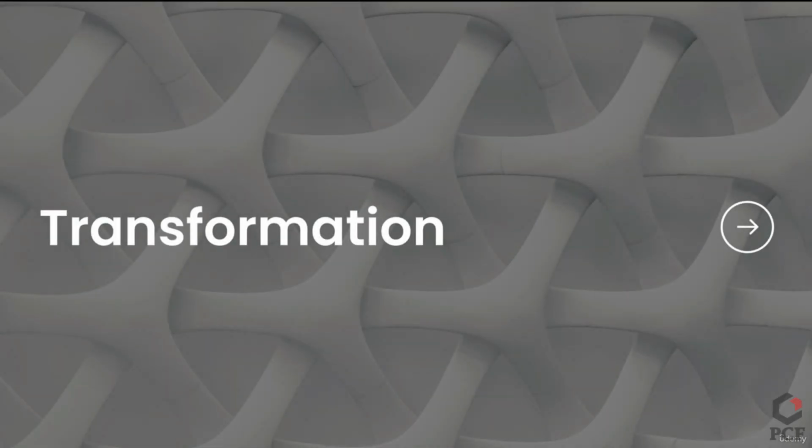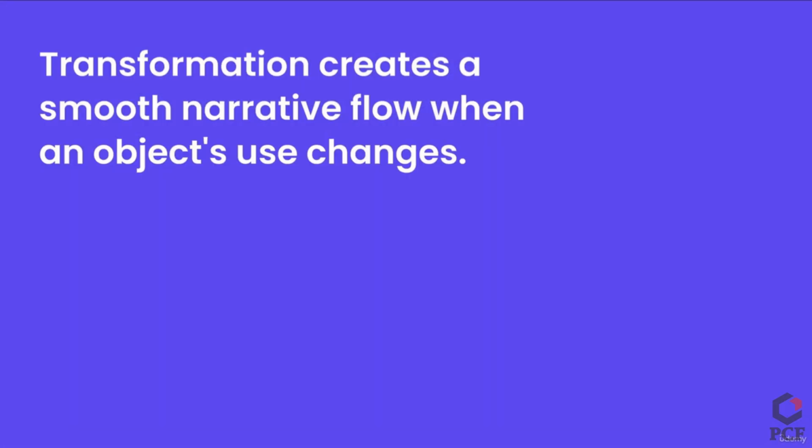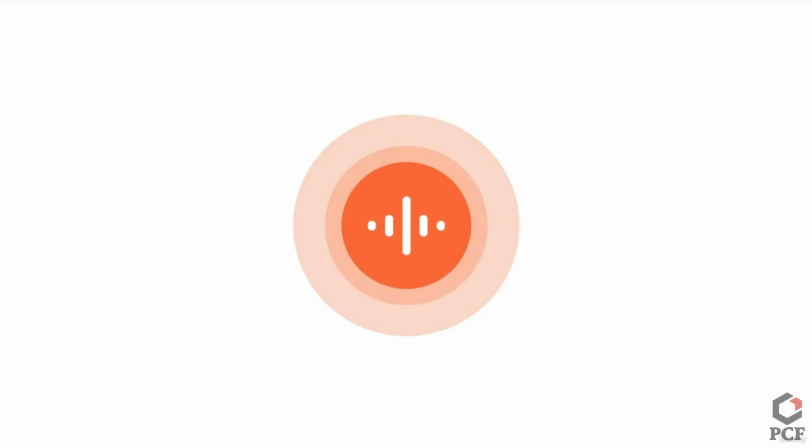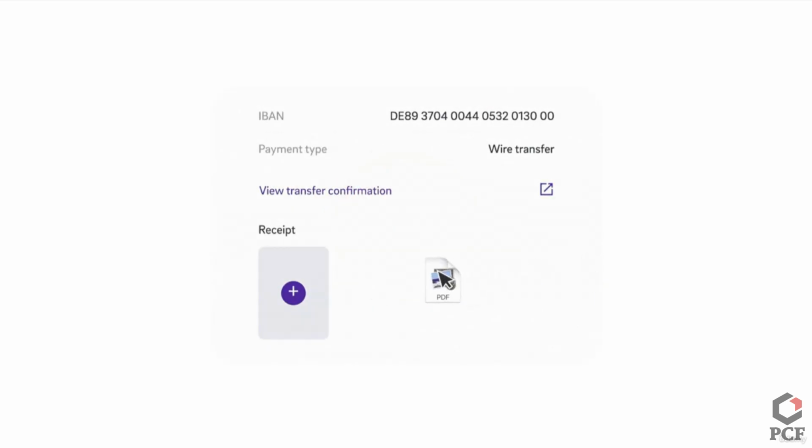Hey everyone, we're about to learn about transformation. Transformation creates a smooth narrative flow when an object's use changes. Transformation happens when one UI element turns into another. For example, a download button or a play button transforms into a progress bar, or in this case, an audio icon. And it could maybe change into something else in between. From a UX perspective, transformation is an effective way to show users their status in relation to a goal. This is especially helpful when the progression between UI elements is linked to a process with a start and a finish, like downloading a file or uploading a file.